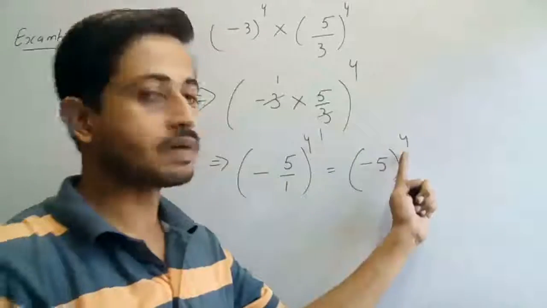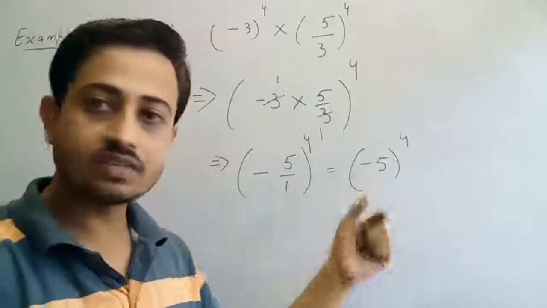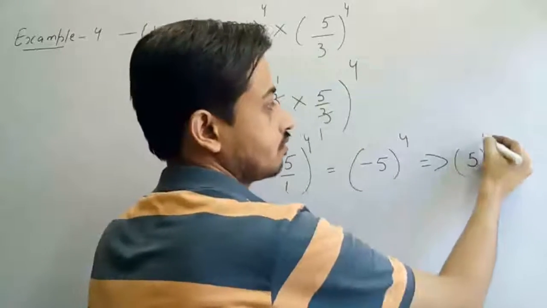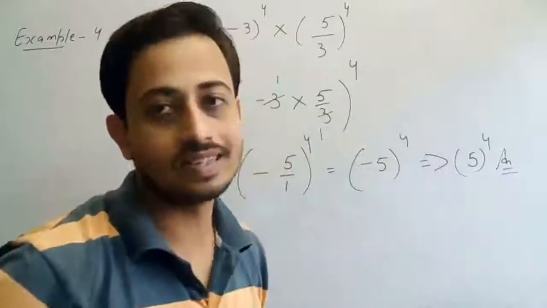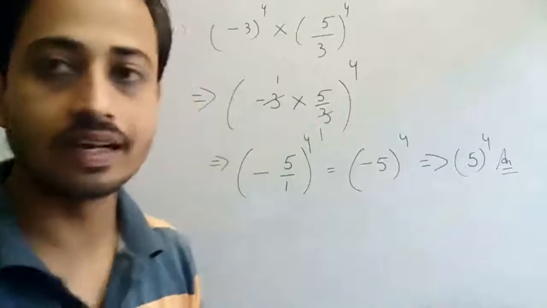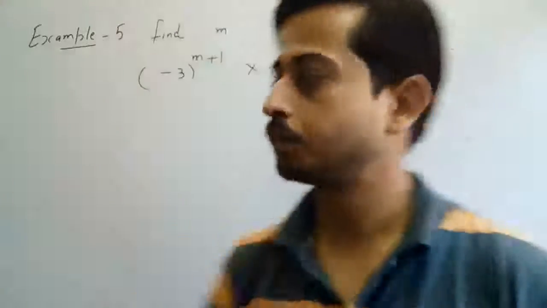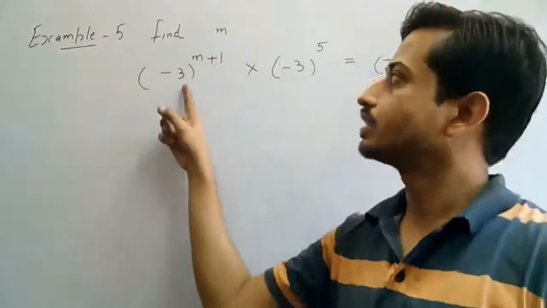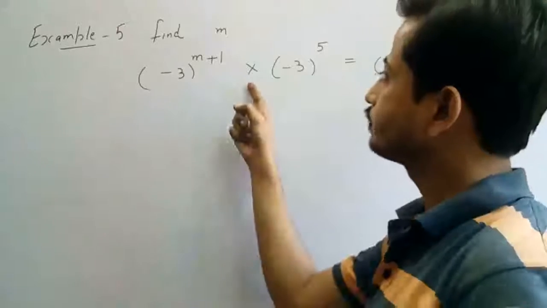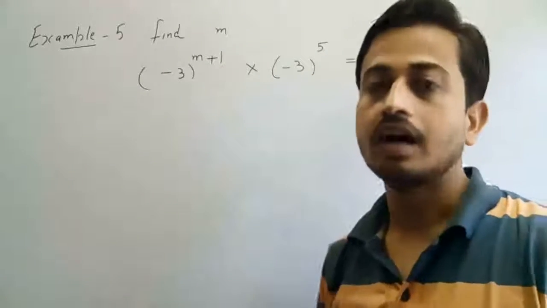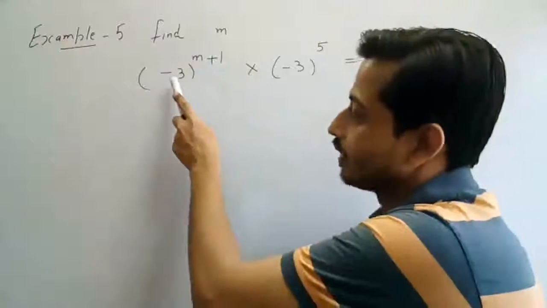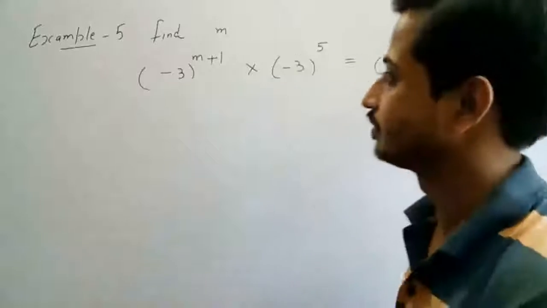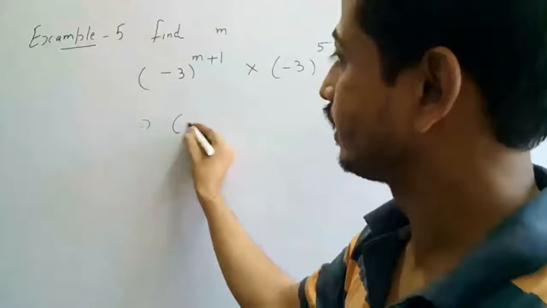Again check. In this the power is even, so the negative sign will be removed. So the answer is 5 raised to the power 4. This is the final answer. It's very simple. Please make a note. Now please read the statement. Example number 5. Find m. Minus 3 raised to the power m plus 1 multiply minus 3 raised to the power m. Again please make a note. Minus 3 and minus 3 exponents are same, so powers will be added. So the answer is negative 3.